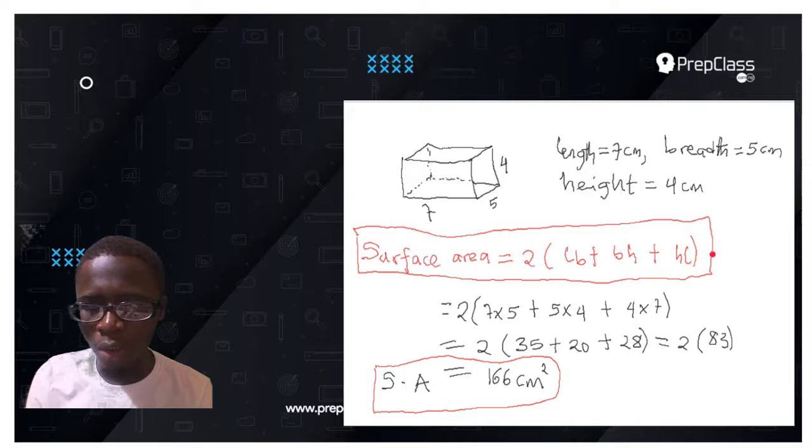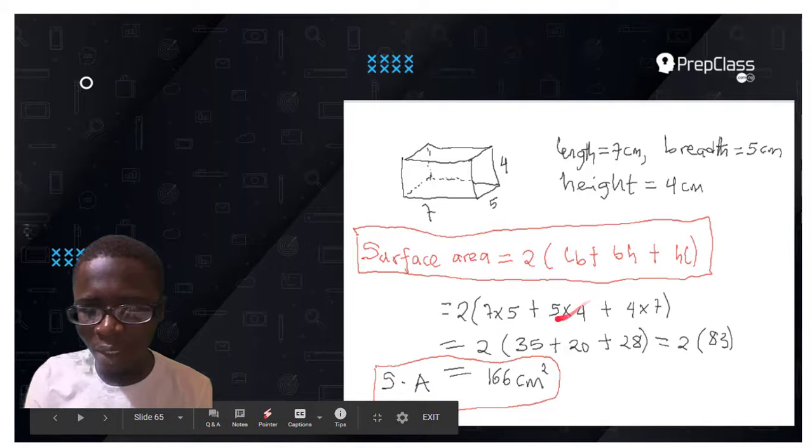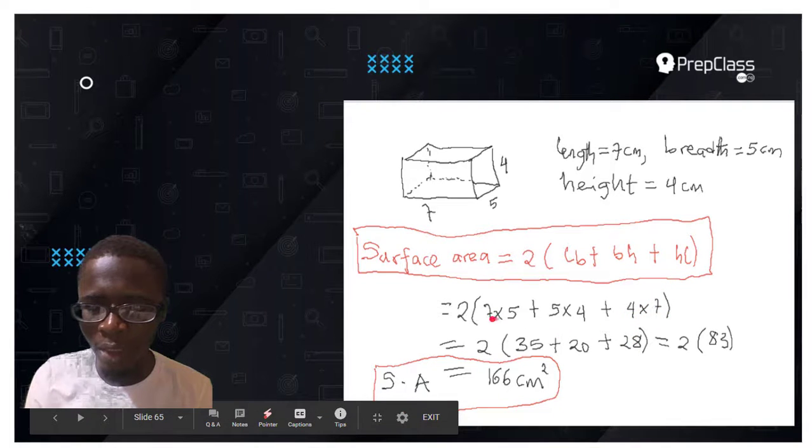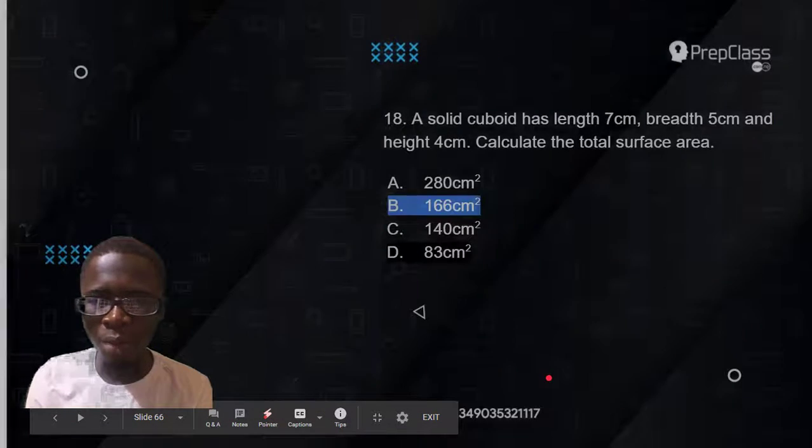So what we need to do is just to substitute into the expression. Length is given as 7, breadth is given as 5, breadth is given as 5, height is given as 4, height is given as 4, length is given as 7. So as you can see, when we operate on what is inside the bracket, we have 35 plus 20 plus 28. Now multiplying this by 2, we're going to have 166 centimeter square. So this is option B.